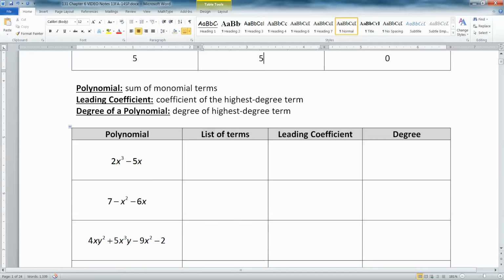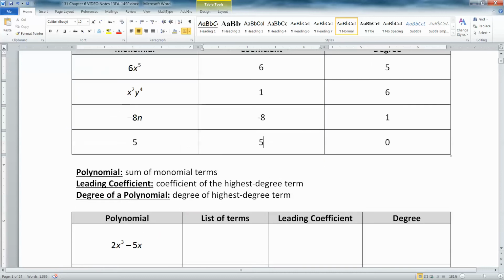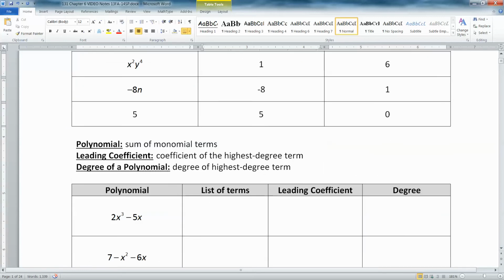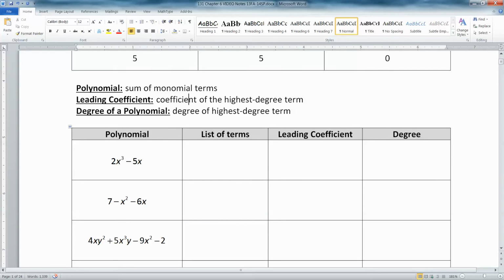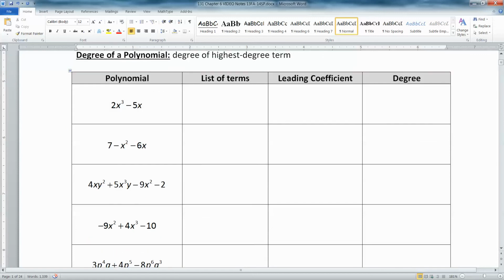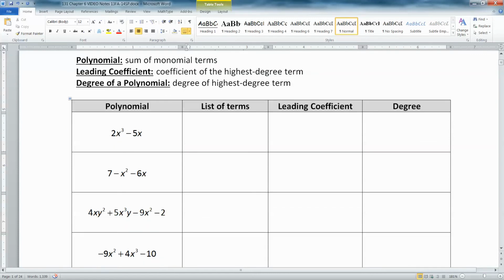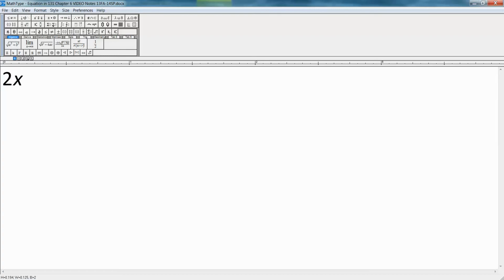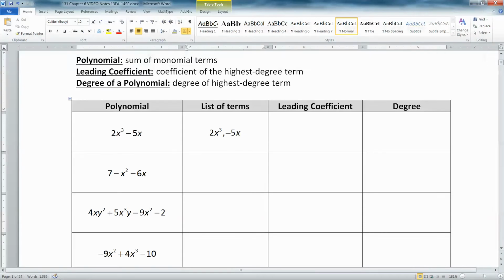Okay, so now let's string it together for polynomials. Polynomials are when you take monomials and you add them up, so you sum them. The leading coefficient is the coefficient of the highest degree term, and the degree of the polynomial is the degree of the highest degree term. Okay, so let's start off. We've got 2x cubed minus 5x. So our terms are 2x cubed and -5x. Those are your two terms.